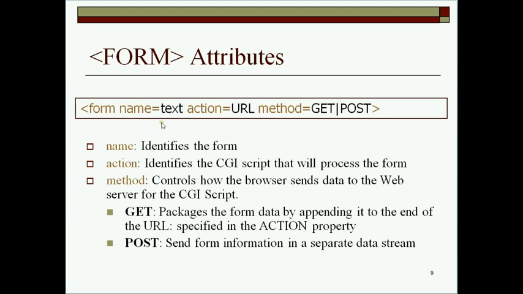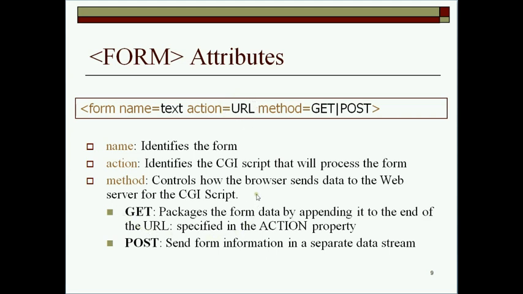So to summarize again, the name provides an identifier for the form, the action provides a script or a handler for processing the input that is provided for the form, and the method controls how the browser sends data to the web server for the CGI script. In the get method, the browser packages the form data by appending it to the end of the URL that is specified in the action property.